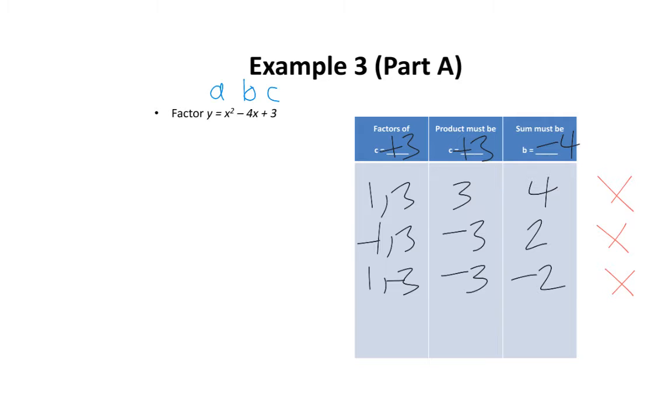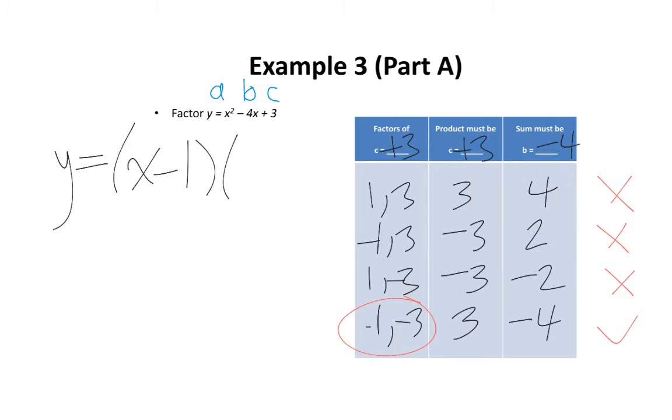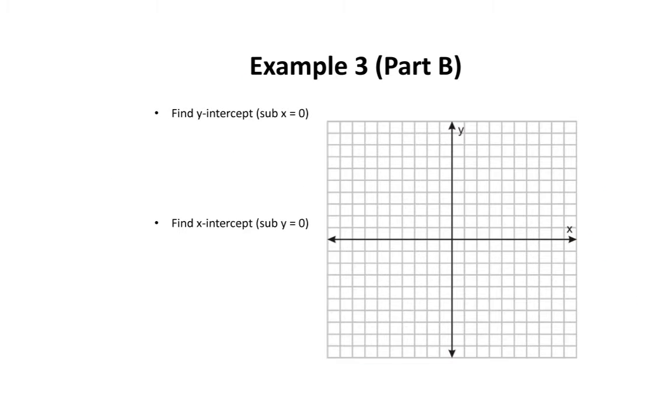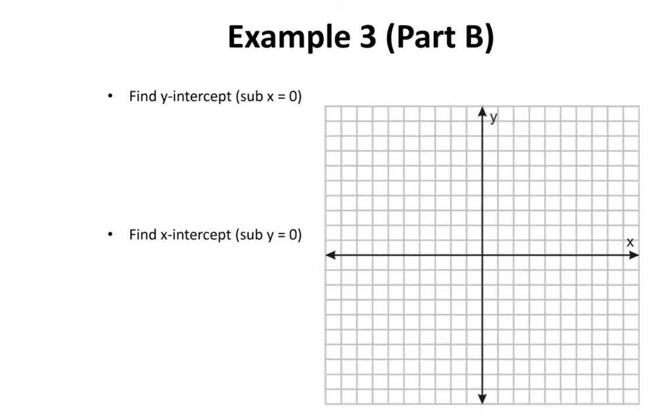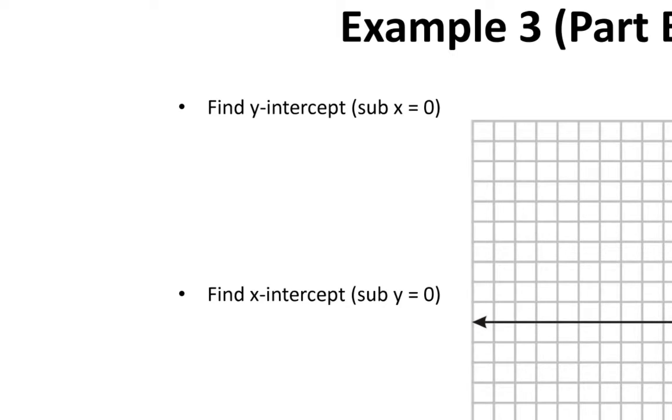Let's try making both of these negative. So negative 1 times negative 3 is positive 3, and negative 1 plus negative 3 is negative 4. So there we go. We've just figured out our factors. Therefore, our parabola in factored form would be equal to x minus 1 multiplied by x minus 3. At this point, we want to graph our parabola using its y-intercept and x-intercept. So I'm going to start by rewriting the parabola in factored form, which I just determined in the previous step. So it was y equals x minus 1 multiplied by x minus 3.